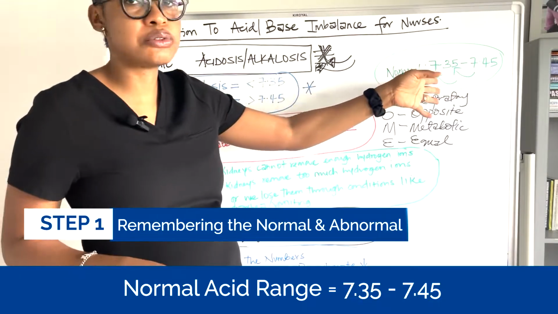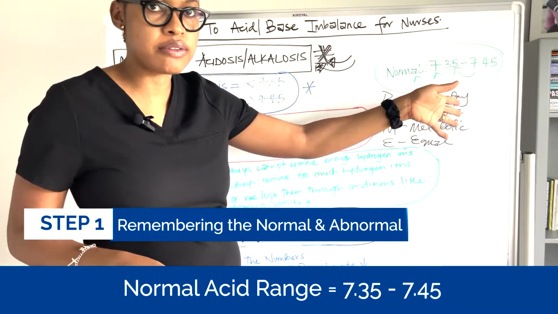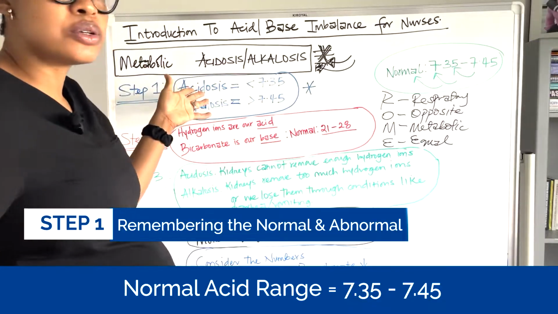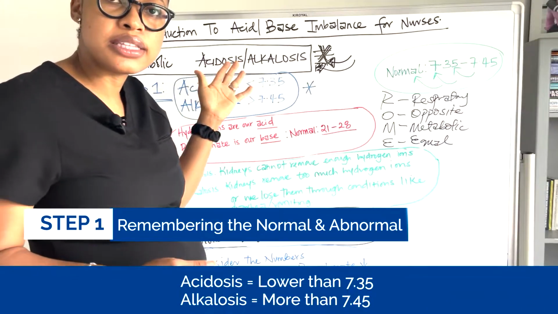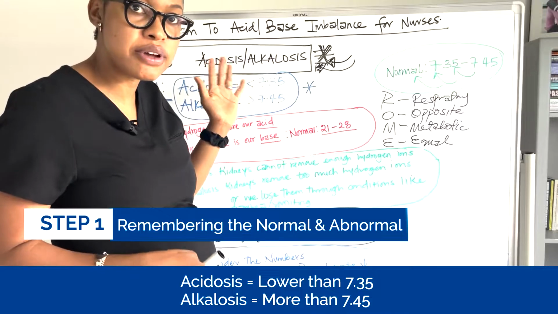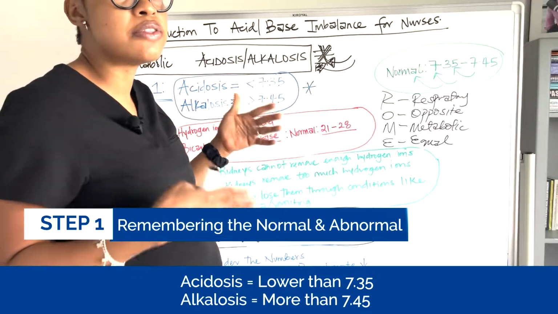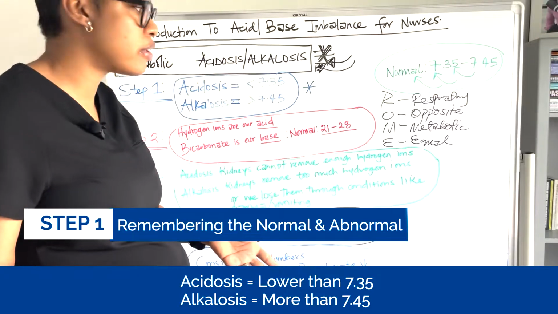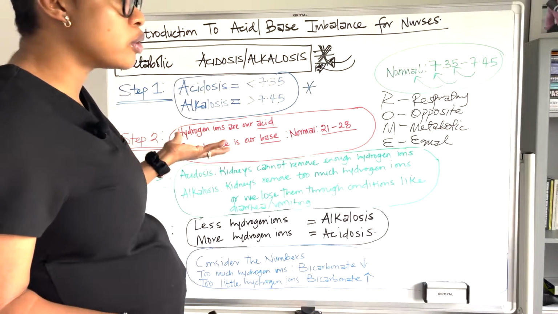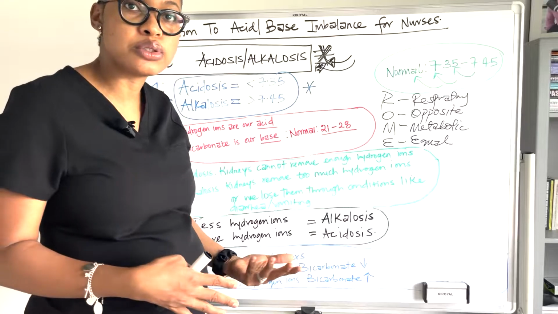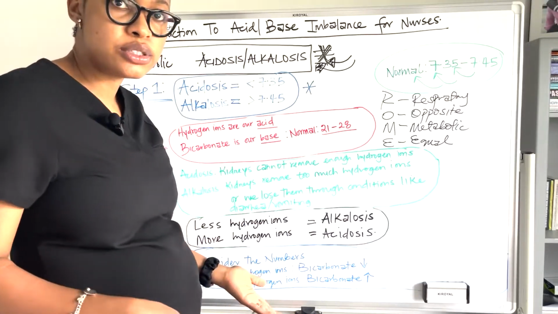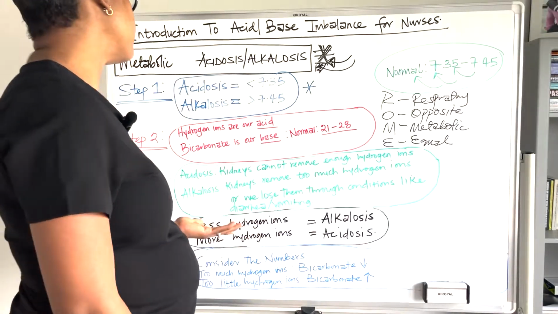The first thing to remember, of course, like we talked about the last time, is that the normal for pH is 7.35 to 7.45. So then acidosis is considered anything that's less than 7.35, while alkalosis is anything greater than 7.45. In this case, we would also be applying the same concepts to metabolic acidosis and alkalosis.